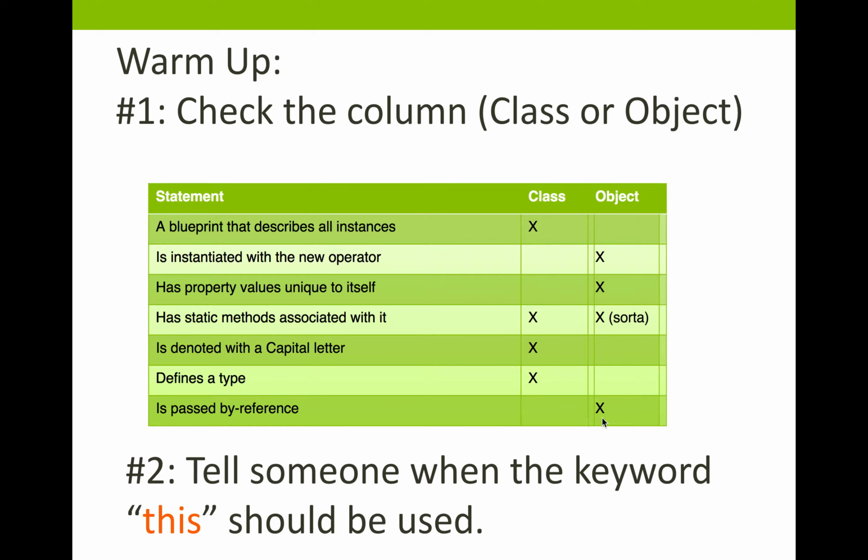Something that is passed by reference, objects are passed by reference, the other option is passed by value. The this keyword is going to be used to differentiate between instance variables and variables in the method.